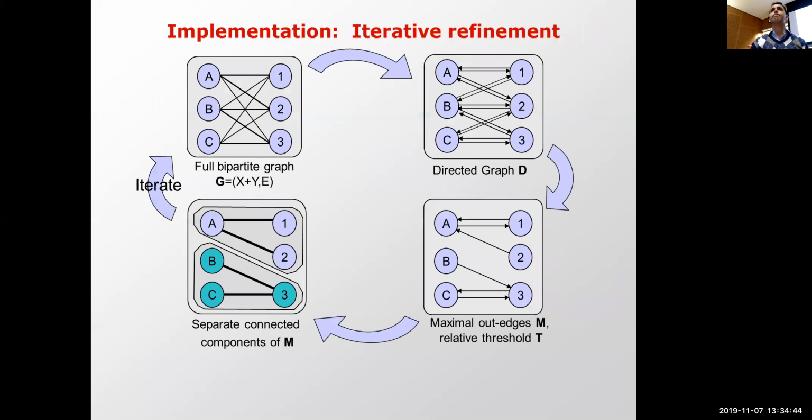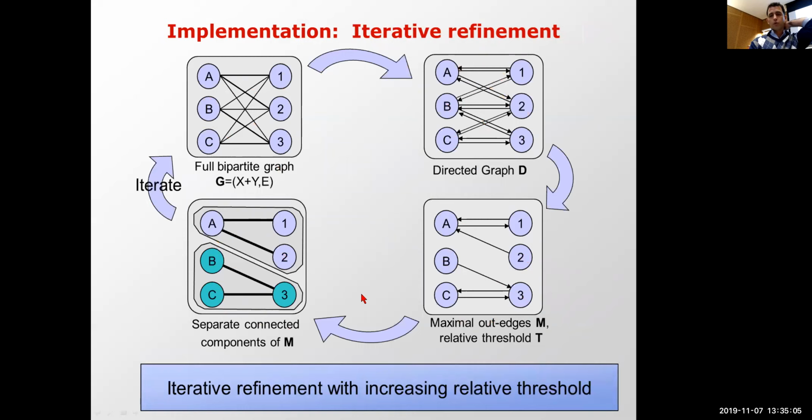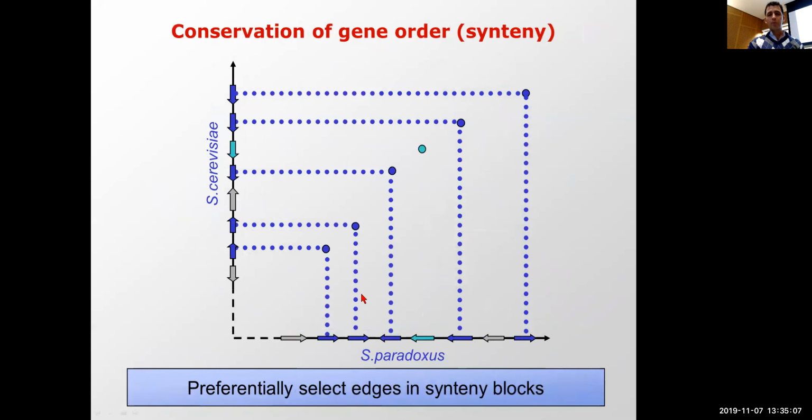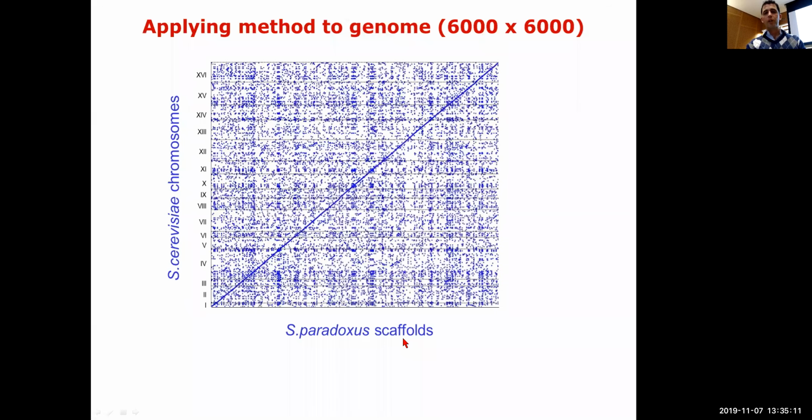Other questions? All right. And then once you've built this full bipartite graph, you can find this directed graph that basically tells you who has the best match in which direction. And then 2 may have its best match in A, and B may have its best match in 3. And then you can separate these components, and then you iterate. You just feed it through multiple cycles now that you've removed these edges. So when you apply this to these two species of yeast, what you end up with is initially so many matches.